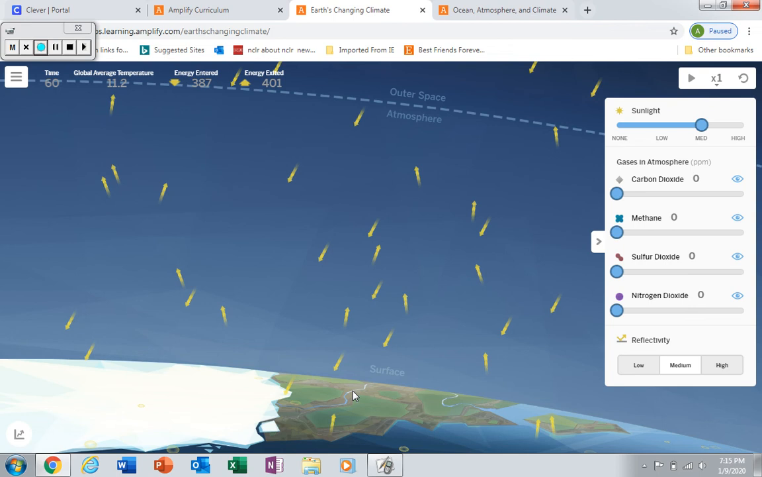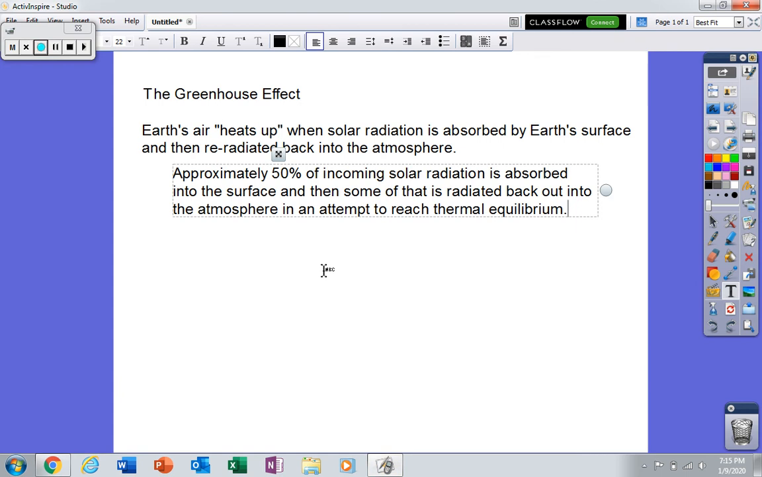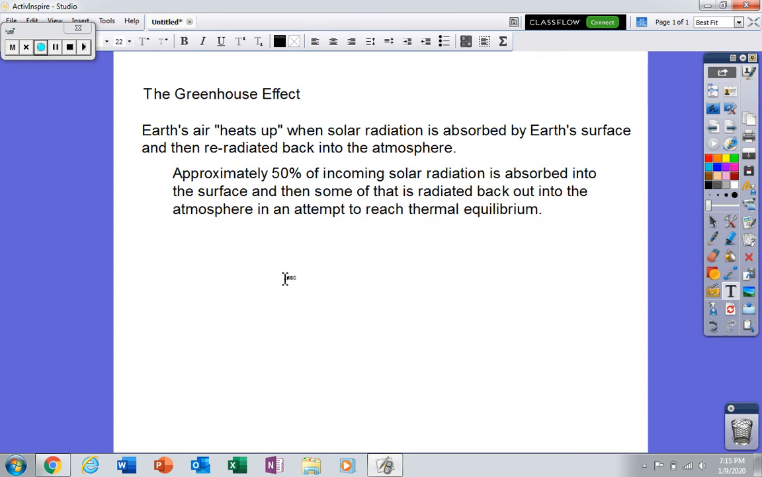So we need this atmosphere, and then the idea here is that Earth's air "heats up," and I did put that in quotes because heats up is a little bit of a judgment call, like heats up compared to what, but Earth's air heats up when solar radiation is absorbed by Earth's surface and then re-radiated back out into the atmosphere, which is what we saw.